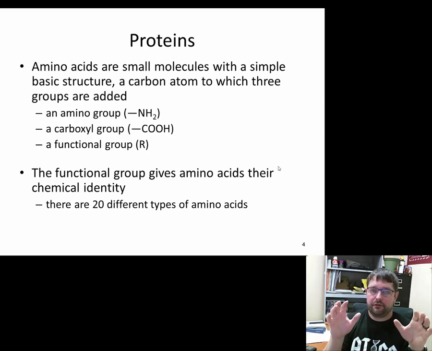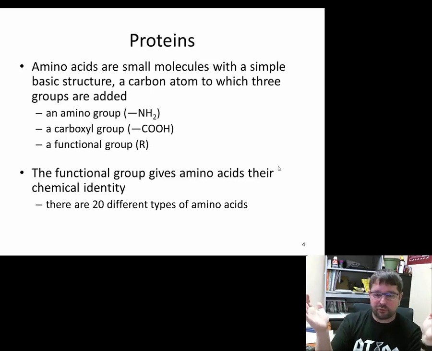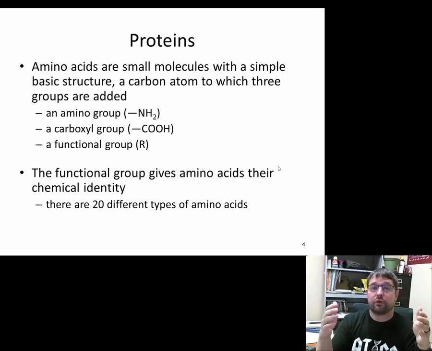Now, there's a little bit of a caveat to that. There are 20 different types of amino acids that occur naturally in nature. Chemists have the capability and have designed amino acids. So chemists have made their own amino acids. I think they've made 4 different types of amino acids. So in the grand scheme of things, there are 24 amino acids, but only 20 of them occur naturally.